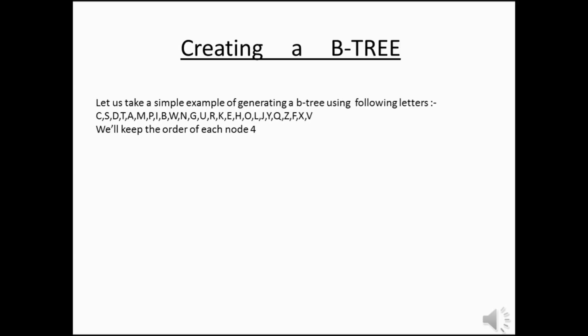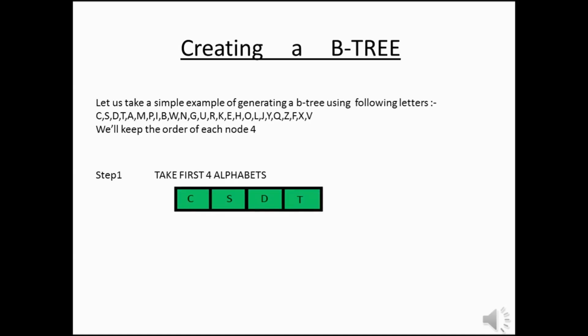See the steps. Step 1. First, take the first 4 alphabets. Why are we taking the first 4 alphabets? Because the order is 4. As we have seen, the first step of our basic algorithm says to insert every element from the list to the node until it is full. So, we'll take the first 4 elements C, S, D and T and put them in the node.